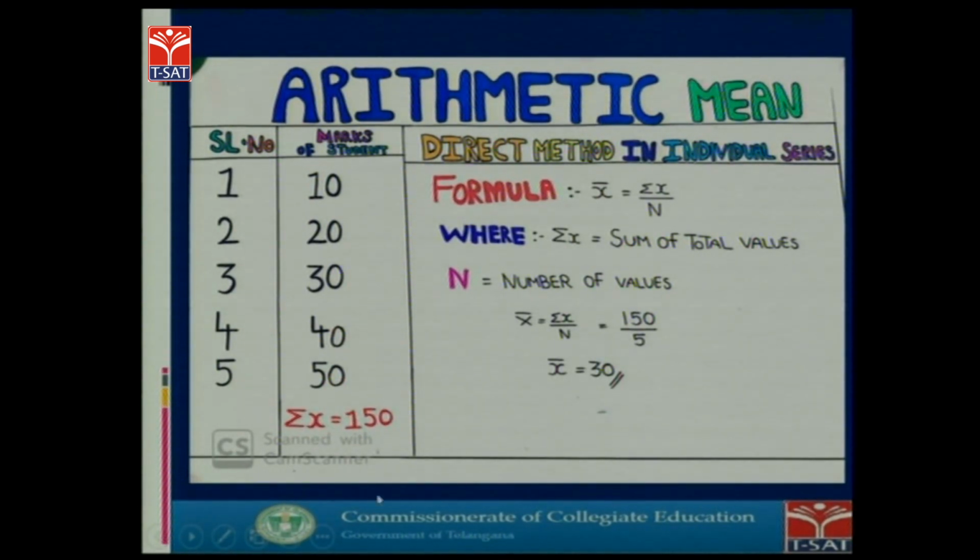So let us substitute these values in the formula, that is x bar is equal to sigma x by n. Here we got the total, that is 150. So our sigma x is 150 divided by n. N is this 5, so 150 by 5. So x bar is equal to 30. That was the calculation of mean in individual series.